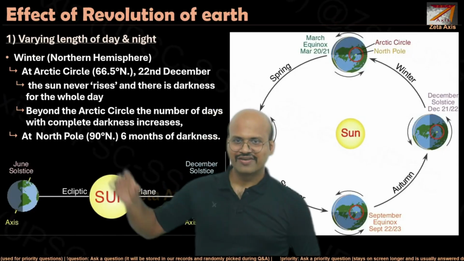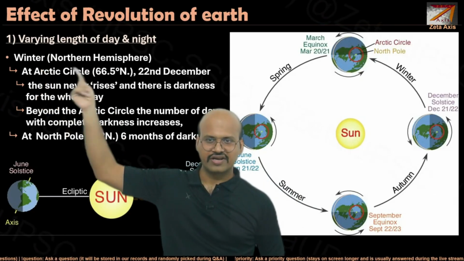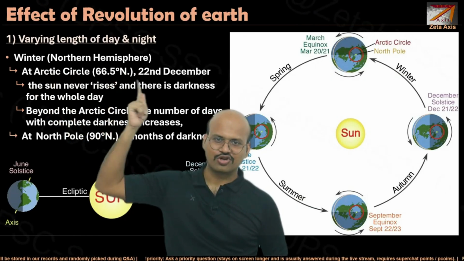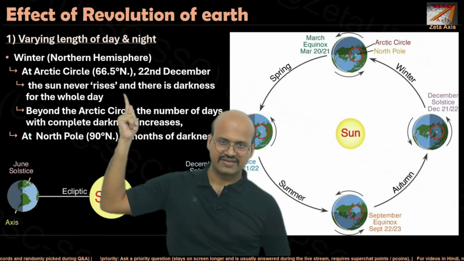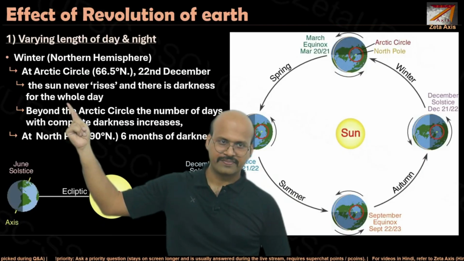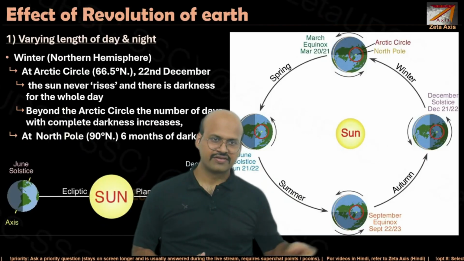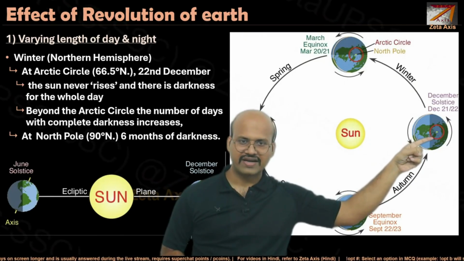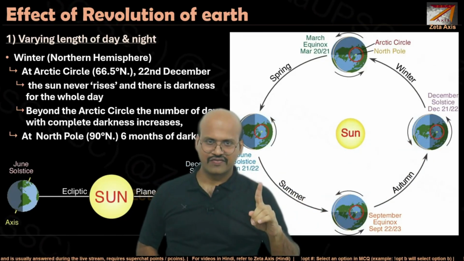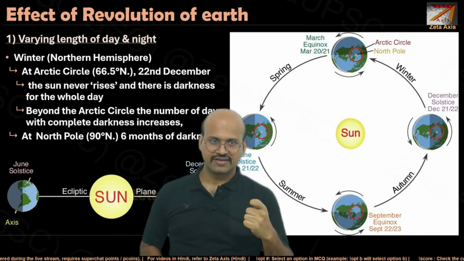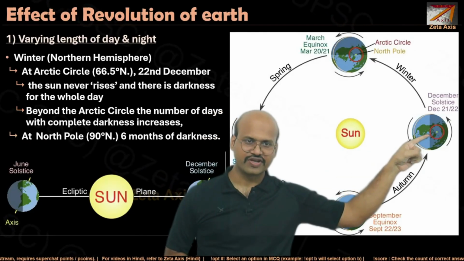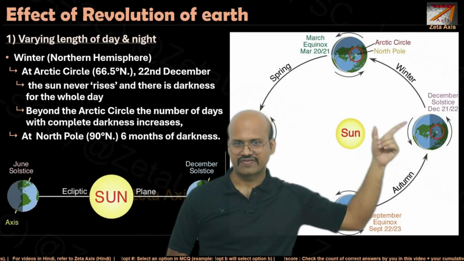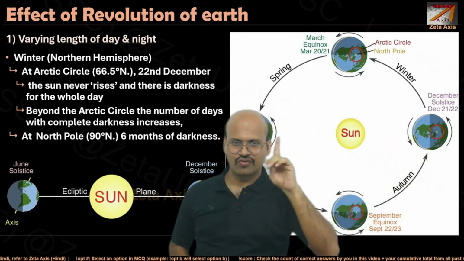Now here we are seeing varying length of day in winter for the northern hemisphere. At the Arctic Circle, that is 66.5 degrees north, on 22nd December the sun never rises and there is darkness for the whole day. So the regions beyond this will have at least one day when there is no sunrise. The number of days will increase when you move from the Arctic Circle towards the North Pole. At the North Pole we have 6 months of darkness. At the Arctic Circle we have 1 day of darkness.